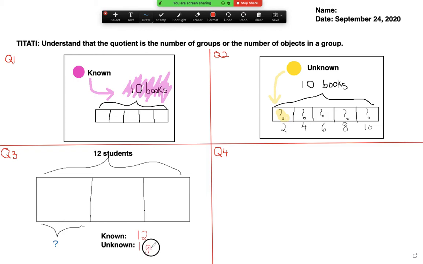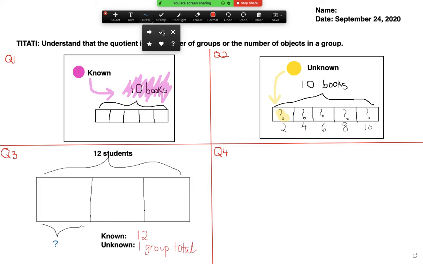Okay. We want to know how many are in each group, right? Because we know that there's 3 groups. We can see that right here. 1, 2, 3. We want to know how many students are in one group. One group total. How many are in just one group?